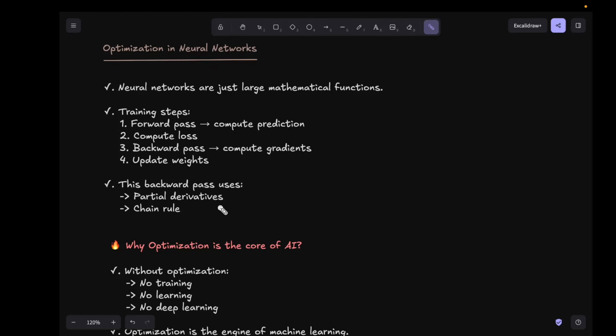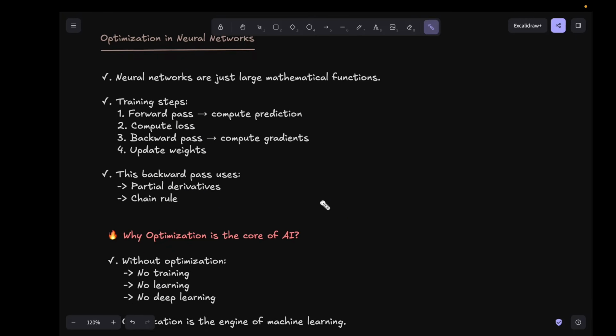So we discussed partial derivatives and the chain rule in the calculus video. The partial derivative dy/dx equals dy/du times du/dx. That's how partial derivatives work.